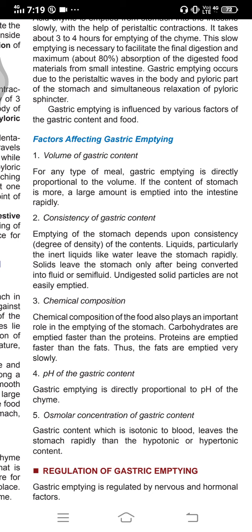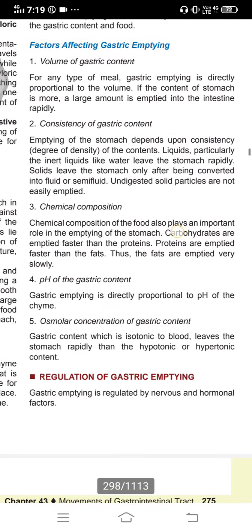Second, consistency of gastric content. Emptying of the stomach depends upon the consistency, the degree of density of the content. Liquids, particularly inert liquids like water, leave the stomach rapidly. Solids leave the stomach only after being converted into fluid or semi-solid, and undigested food particles are not easily emptied.